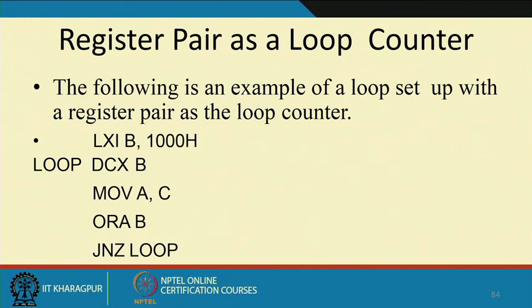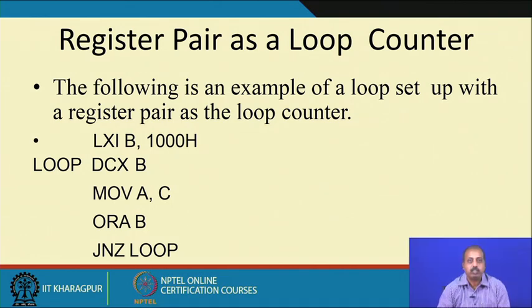We move the content of the C register to the A register: MOV A, C. The idea is that when the BC register content becomes 0, both the B and C registers will have 0. So we do ORA B, that is, OR the accumulator with the B register. The A register has got the value of C. If both registers B and C were 0, then this OR operation result will be 0, and the ORA instruction affects the status flags, so the zero flag will get affected.